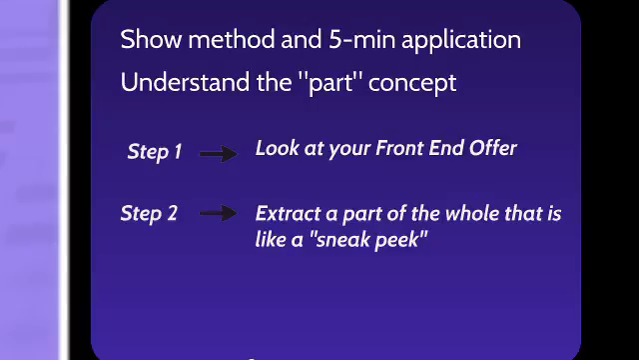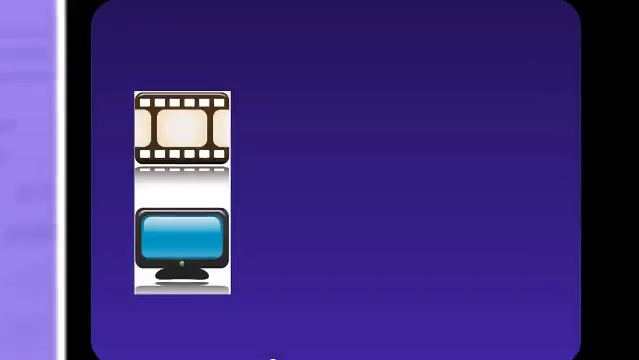Take a look at your front end offer and see if you can find something so appealing, so interesting, that is part of the whole. Take a piece of the whole that would make somebody want to buy your product, and only you would know what that might be. You want to extract the part of the whole, kind of like a sneak peek.